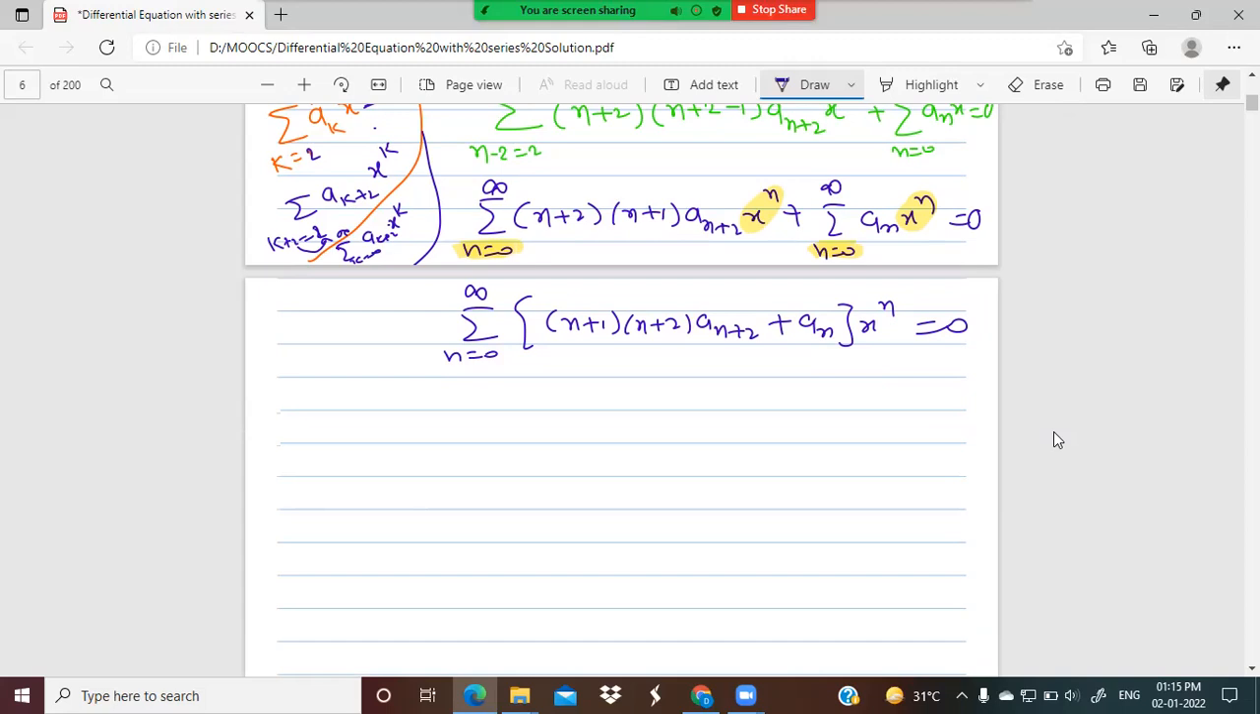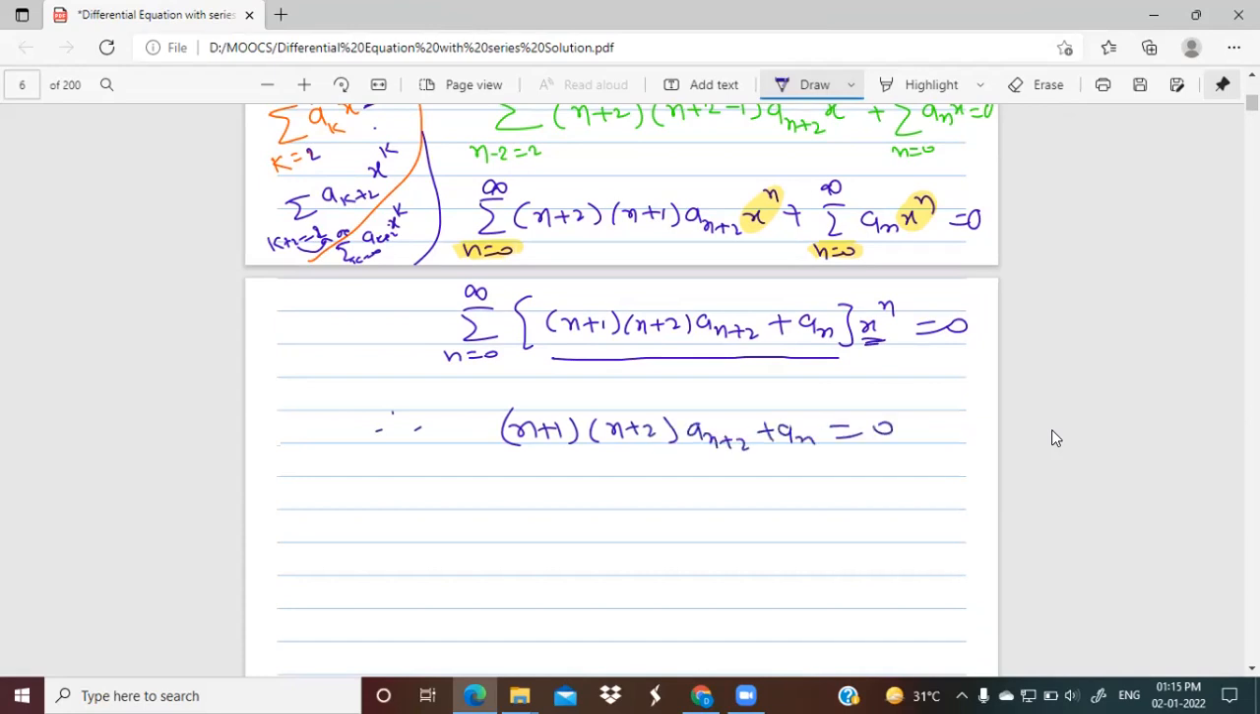Now, for this series, x raised to power n, these are all the coefficients of x raised to power n, which is equal to 0. That means this coefficient must be equal to 0. Therefore, I will write here n plus 1 into n plus 2, a n plus 2 plus a n is equal to 0. And from this we'll get a n plus 2 is equal to minus a n divided by n plus 1 and n plus 2. And here n varies, n is equal to 0, 1, 2, and so on.